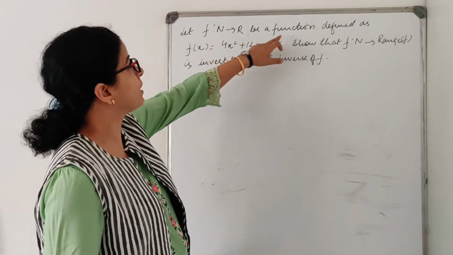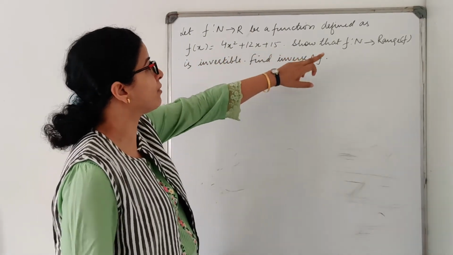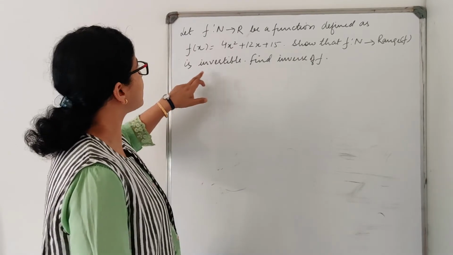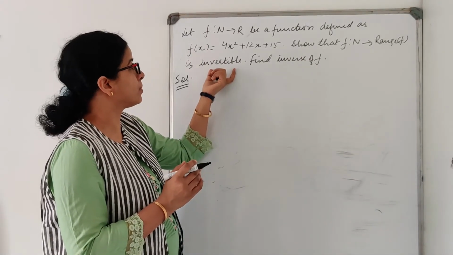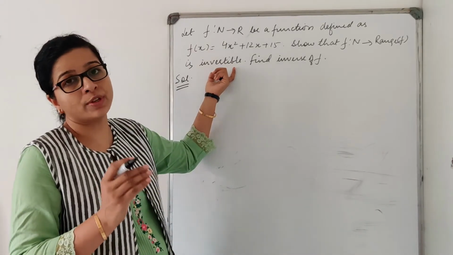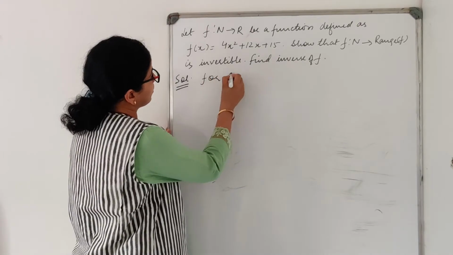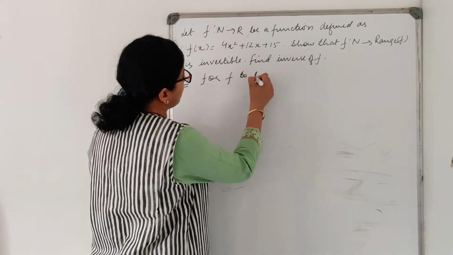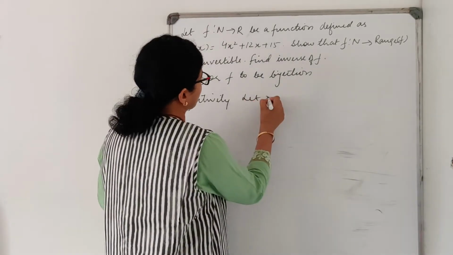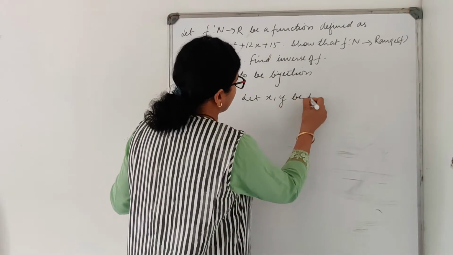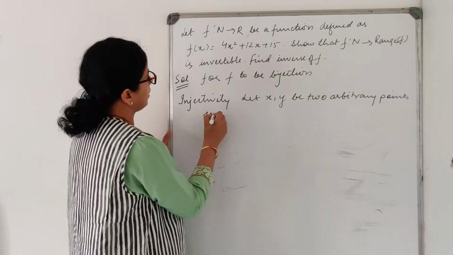f from N to R be a function defined as f(x) is equal to 4x square plus 12x plus 15. Show that f from N to range f is invertible. Find inverse of f. To show that f is invertible, it is sufficient to prove that f is a bijection, means 1-1 and onto. So for f to be a bijection, we have to first check injectivity. Let x, y be two arbitrary points in N.